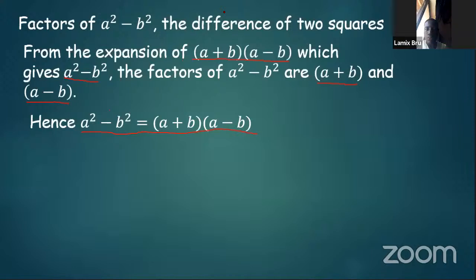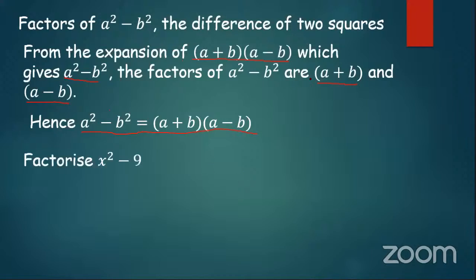So that is how we are going to be factorizing numbers in the form a squared minus b squared. So let us begin. We are going to be doing together: factorize x squared minus 9. Your answers can be posted in the chat, and others you can raise up your hand.